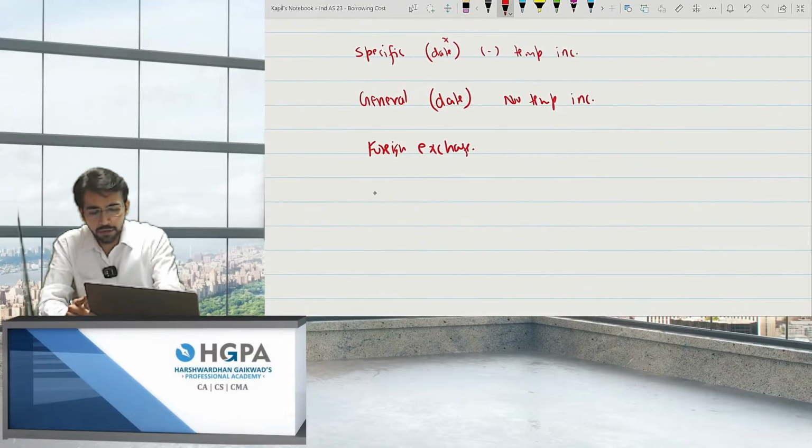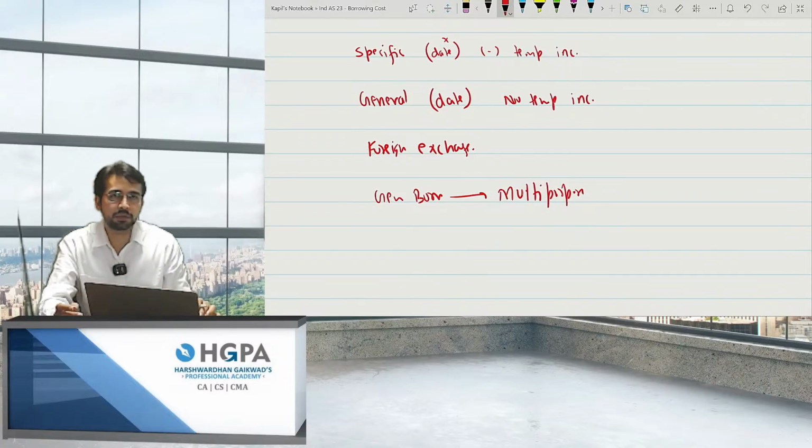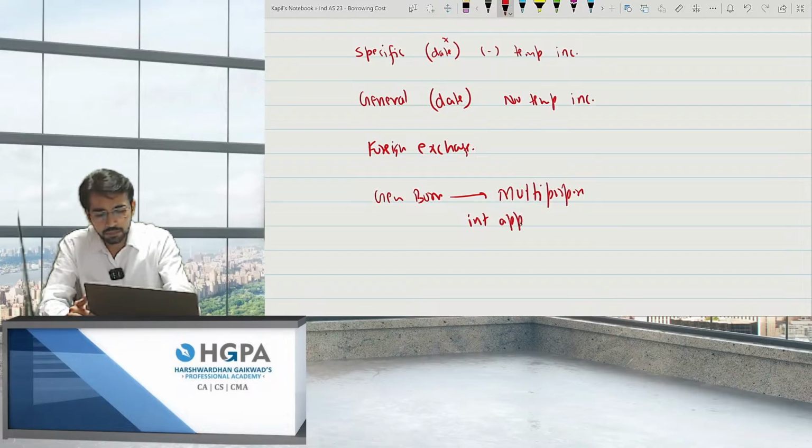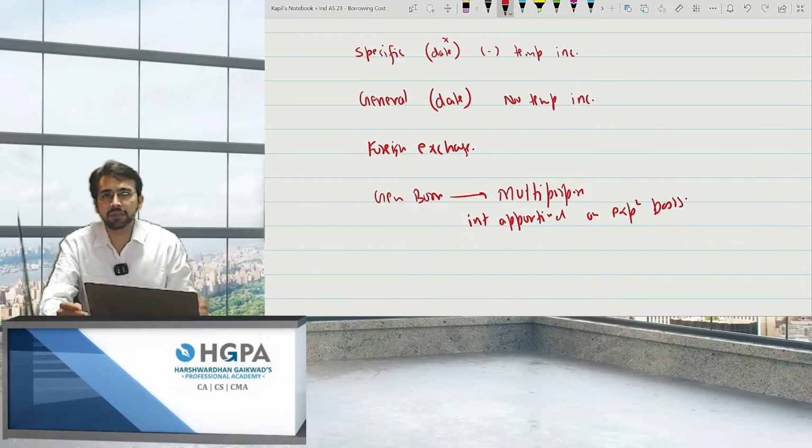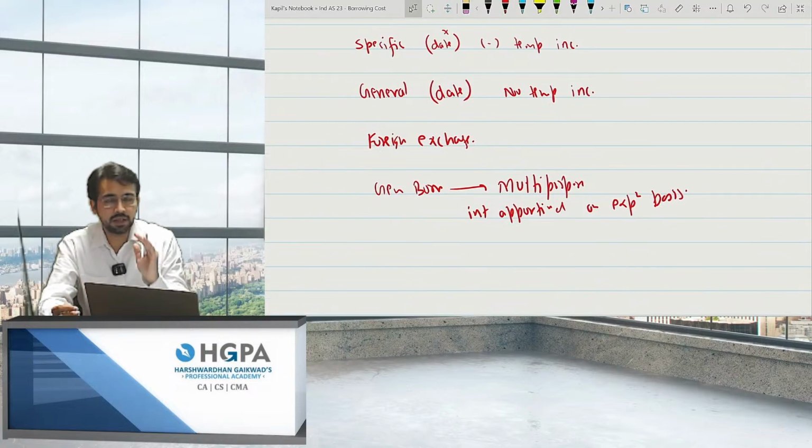Next point, if there is a general borrowing utilized for multi-purpose, as in for qualifying also, for not qualifying also, in that scenario, the interest will be apportioned. The interest will be apportioned on expenditure basis. Whatever the expenditure is done, you will apportion it that way, right? This is general borrowing.